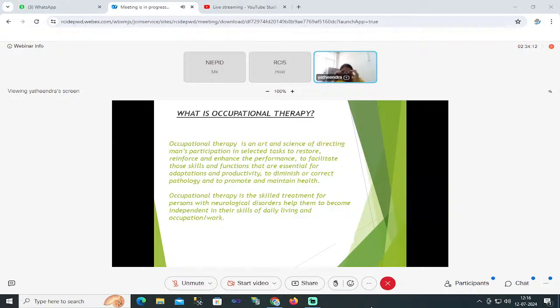Occupational therapy is an art and science of directing man's participation in selected tasks to restore, reinforce, and enhance the performance, to facilitate those skills and functions which are essential for adaptations and productivity, to diminish or correct pathology, to promote and maintain the health.